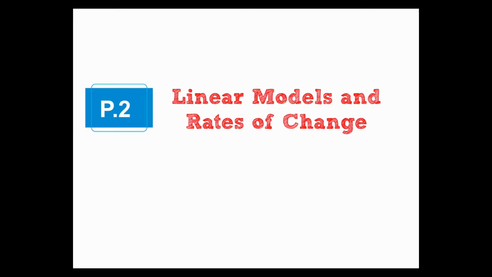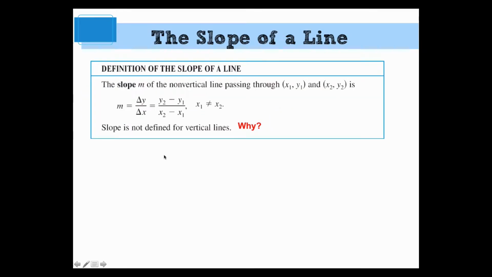Okay, linear models and rates of change. We'll start with slope. You all know how to find the slope. But again, back to the question, why is the slope of a vertical line undefined? Eric. You can't divide by 0. What, you got to be more specific.